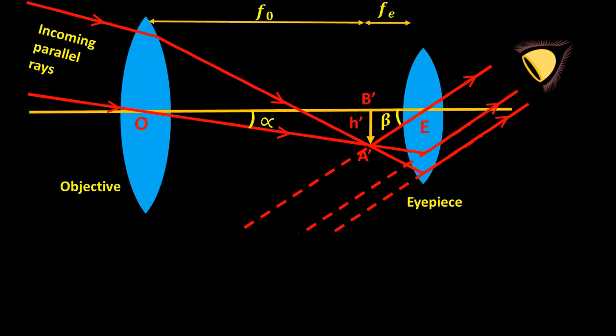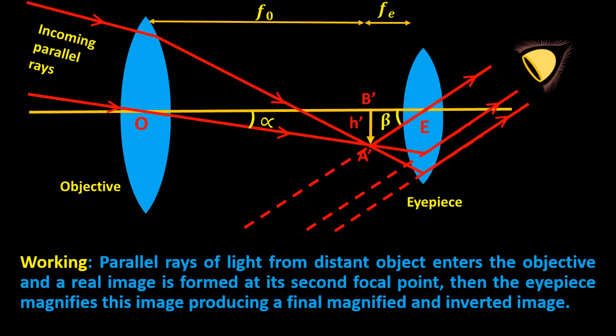Now let us write the working. Parallel rays of light from distant objects enter the objective, and a real image is formed at its second focal point. Then the eyepiece magnifies this image, producing a final magnified and inverted image. So this I have already explained to you just before.